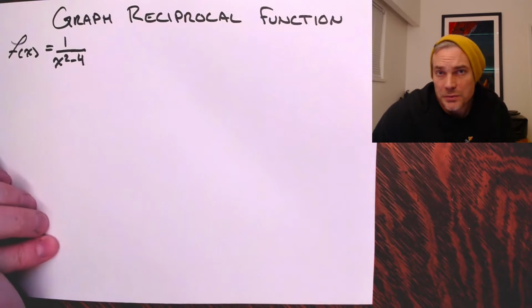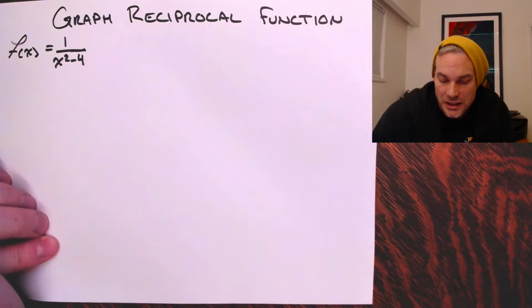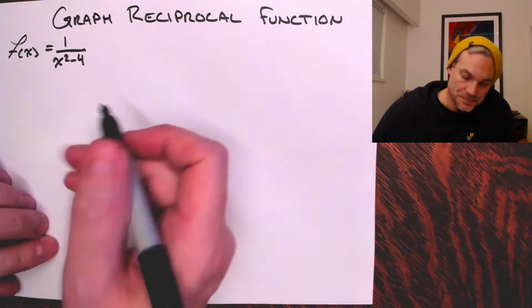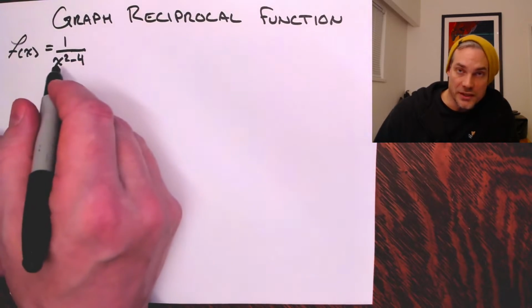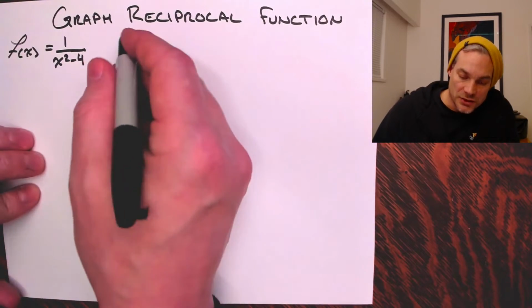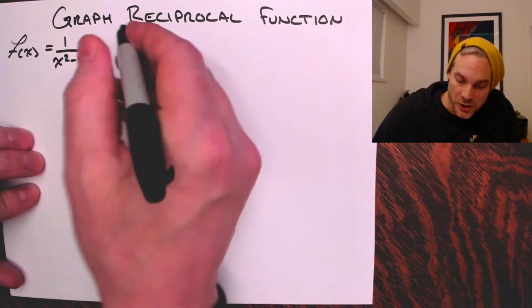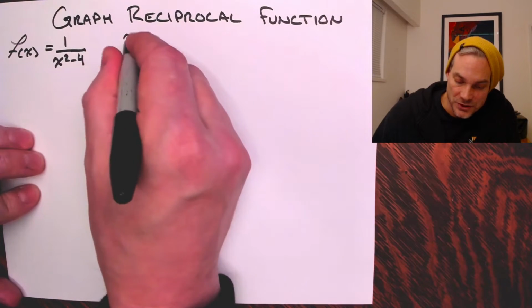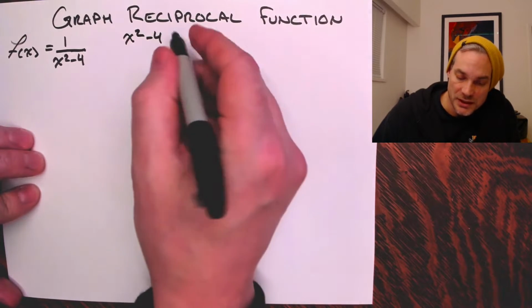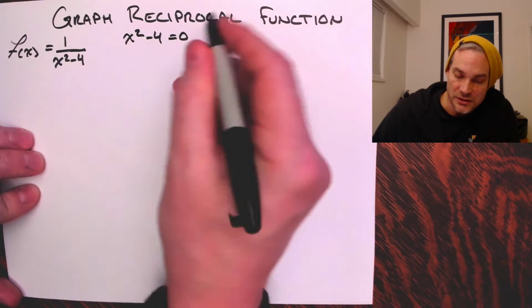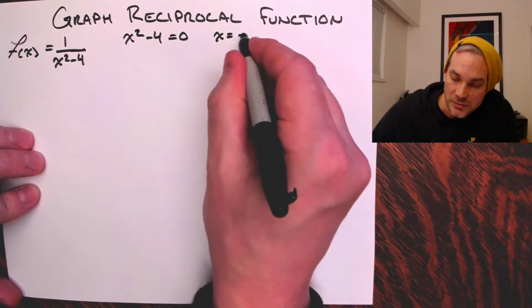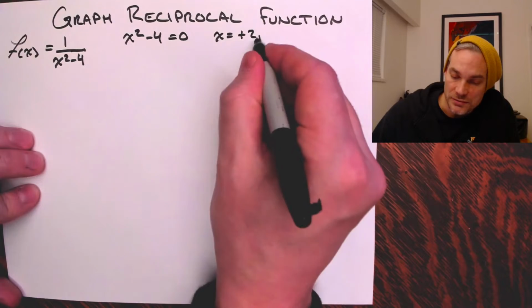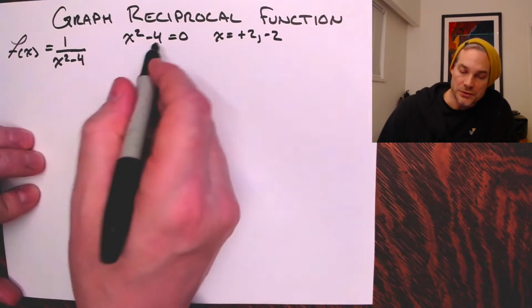Okay, so in this video, we're going to graph a reciprocal function and go over all the possible properties of it. First, we have the function f(x) equals 1 over x squared minus 4. What I notice is that the denominator is just a polynomial, and I want to find its roots. So x squared minus 4 equals 0, and that is when x equals plus and minus 2. So these are the roots, right?